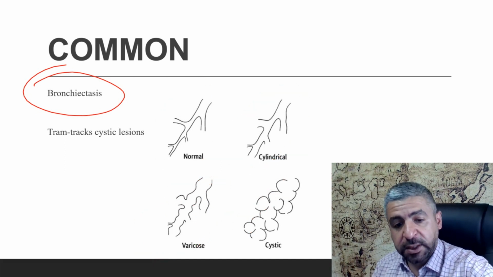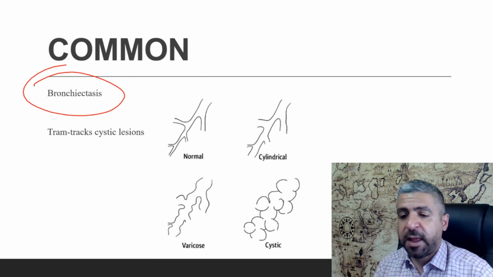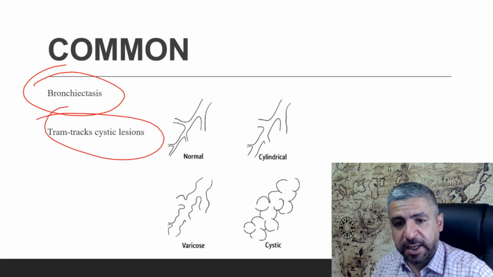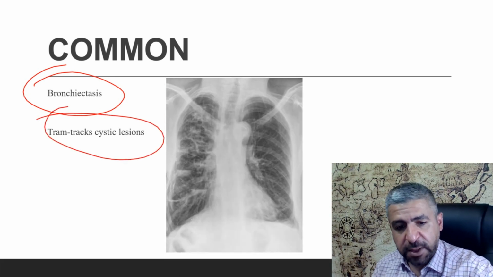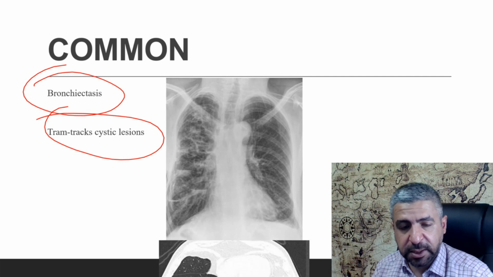So one of the signs that we see in the chest X-ray and the chest CT scan is what's called tram track cystic lesions. First of all, in this chest X-ray, we can see there are multiple innumerable cysts involving the right lung. Some of them contain even some air fluid levels. So this is what we call cystic bronchiectasis.